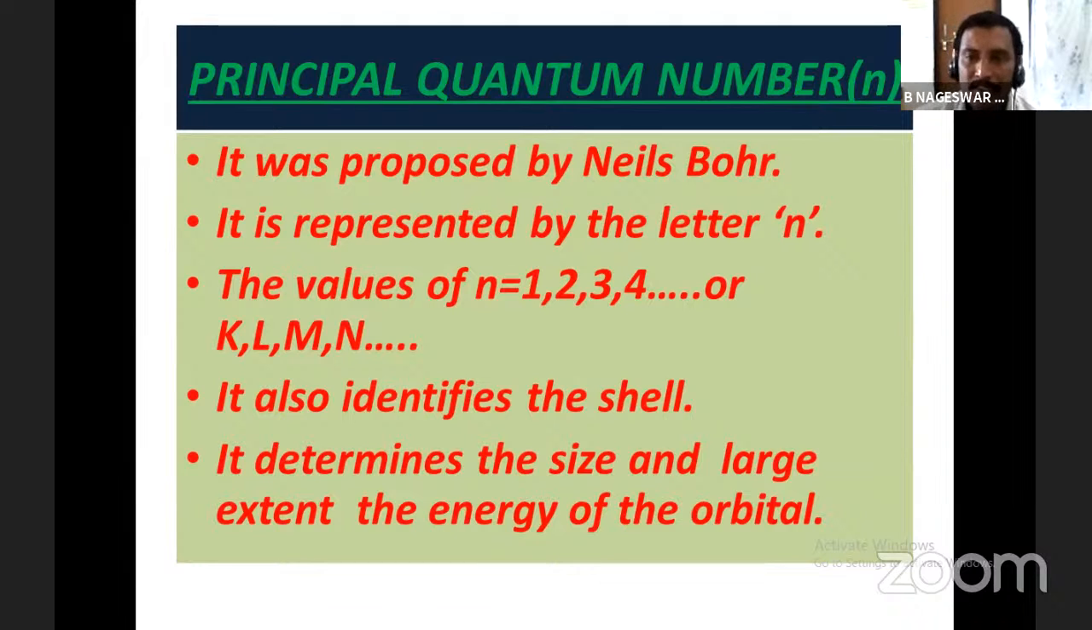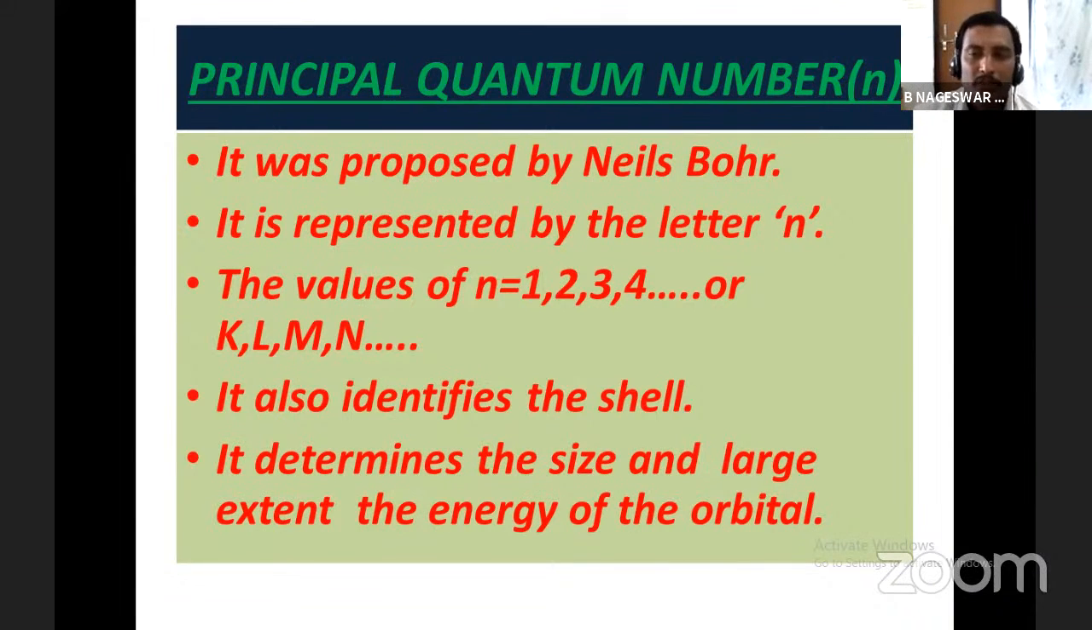That means shell. Already we know, children, an orbit we can also call a shell, or energy level, or stationary state. Okay, these are synonyms. The values of n 1, 2, 3, 4 are K, L, M, N. That means it identifies the shell. Principal quantum number determines the size and to a large extent the energy of the orbital.